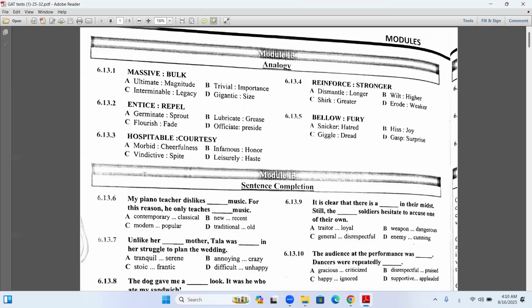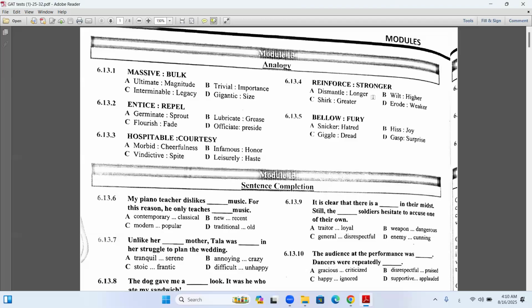Three, I chose C. Yeah, perfect here because hospitable and courtesy. Hospitable, this is equality of courtesy. So they can be a little bit synonyms here. Vindictive here means seeking revenge, like spite, hatred. That's wonderful here, and causing harm. So vindictive and spite here show the same relationship. They're a little bit synonyms.